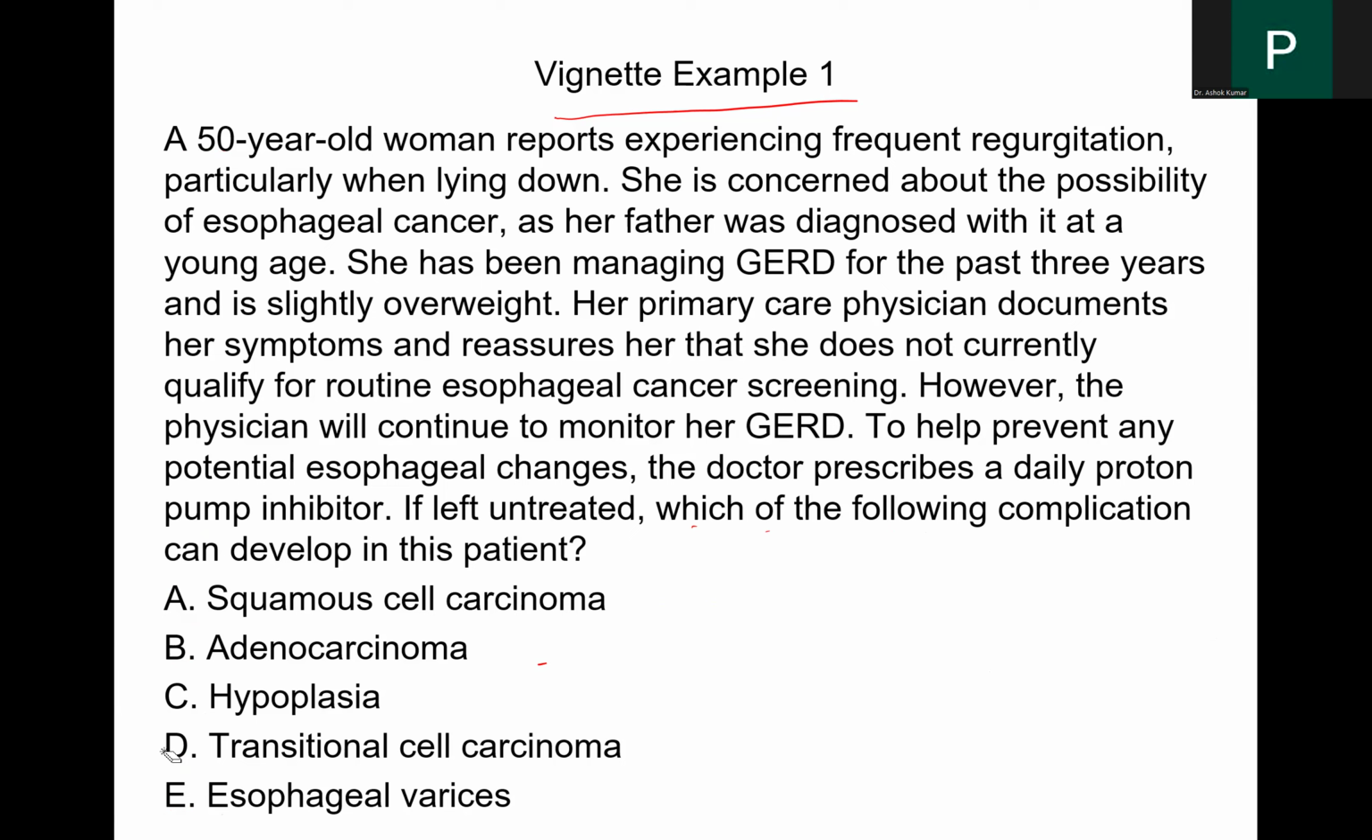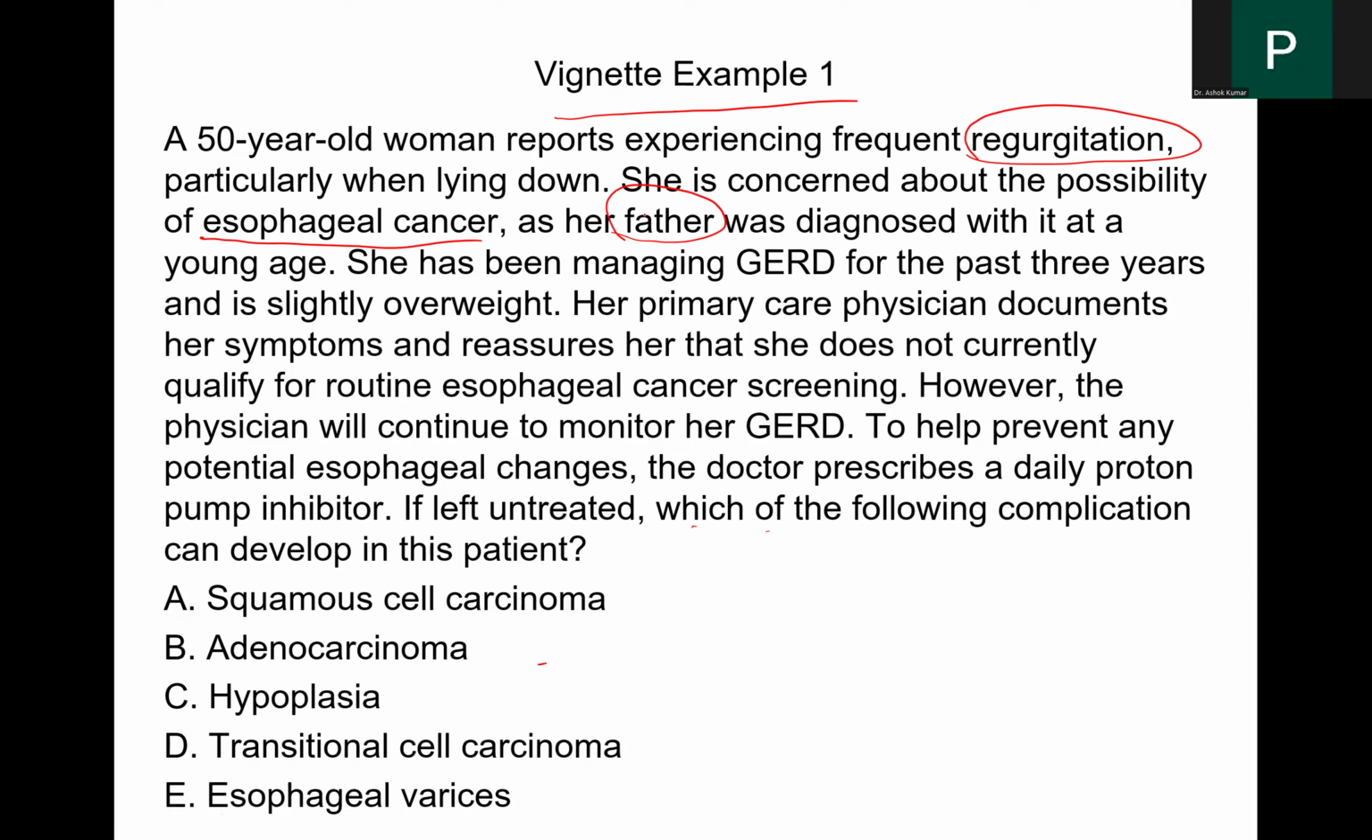A 50-year-old woman reports experiencing frequent regurgitation, particularly when lying down. So regurgitation is there. Okay, regurgitation, acid from the stomach is entering into the esophagus. She is concerned about the possibility of esophageal cancer. As her father was diagnosed with it at a young age, it means the father also had esophageal cancer. So she is afraid she might have a familial genetic predisposition to esophageal cancer. Okay, you highlight those words.